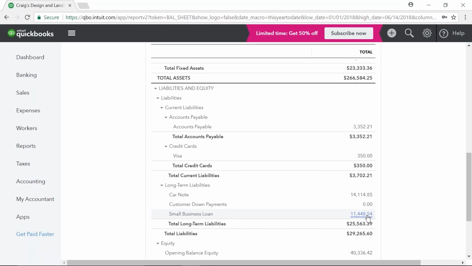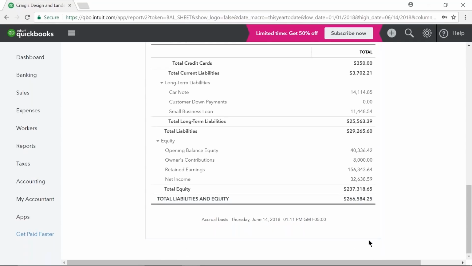There's also what's called current liabilities. Current liabilities are things that you owe, but you plan on paying off within a year. Now, all of our liabilities add up to a total of $29,265.60. Scrolling down a little bit further, we see equity.